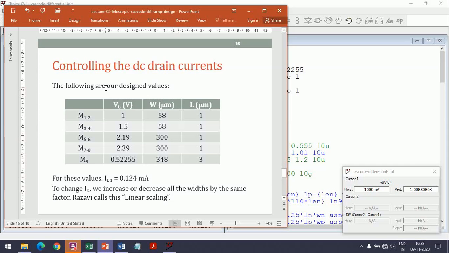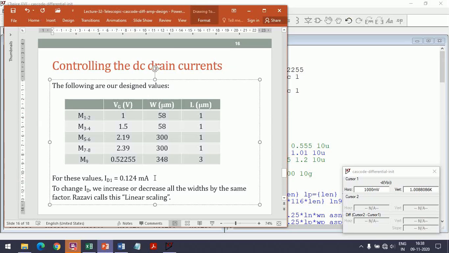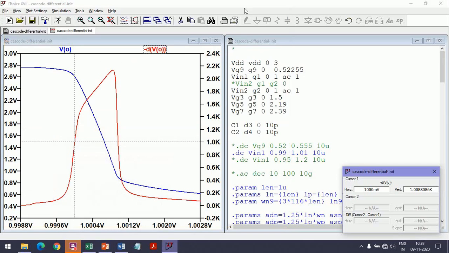Alright, now to do that, let us look at this for a minute. These are the numbers we have designed currently in the last so many slides. The gate voltages are these, the widths are these, and the lengths are these. For these values, the current turns out to be 124 microamps.